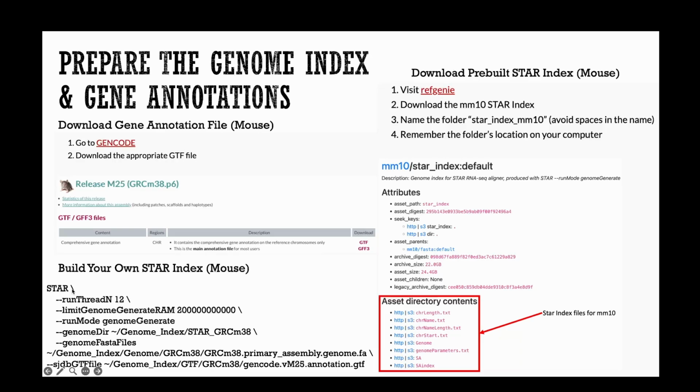So we call STAR first. We want to use 12 threads. We want a RAM size of 200 gigabytes. We want to make a new genome index. We want our output directory to be this STAR GRCm38. Our input is a FASTA file, and we need a GTF file, which is the one we just downloaded.